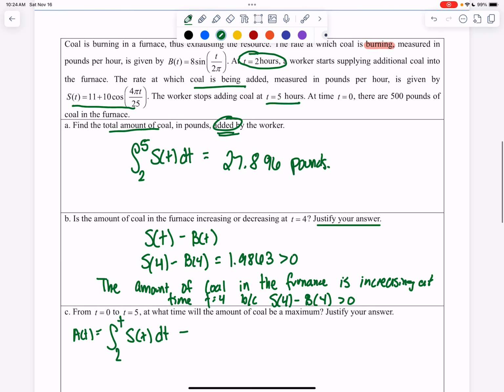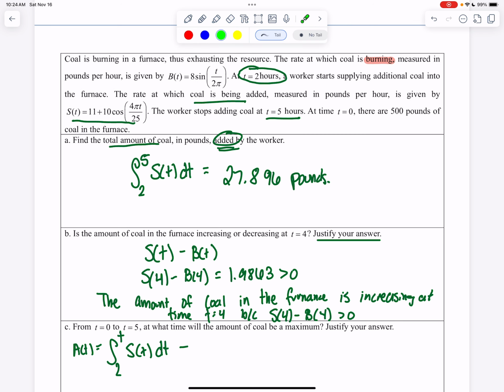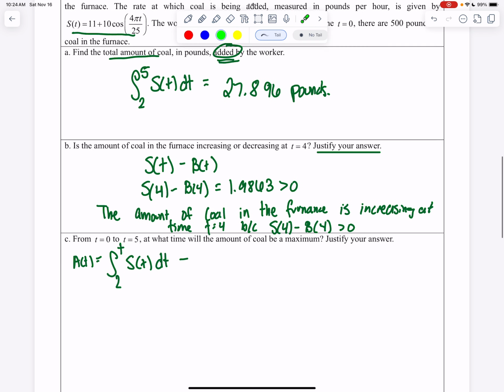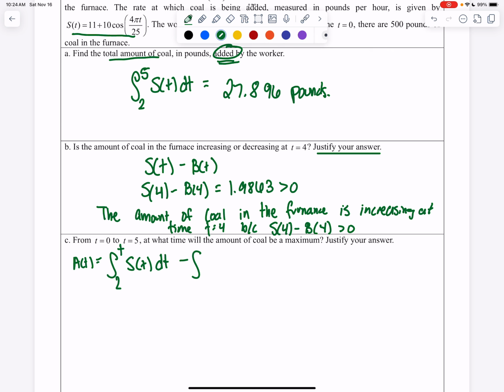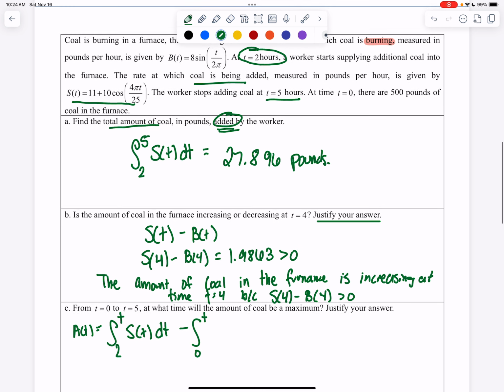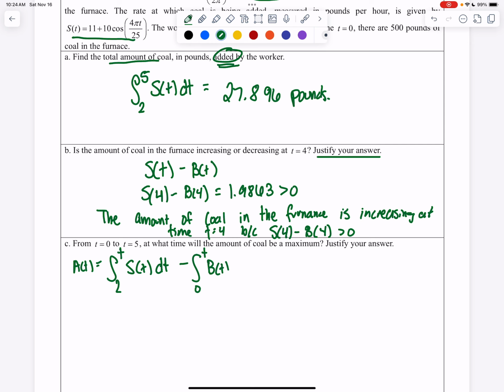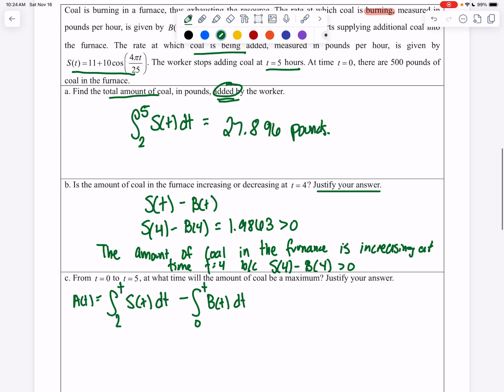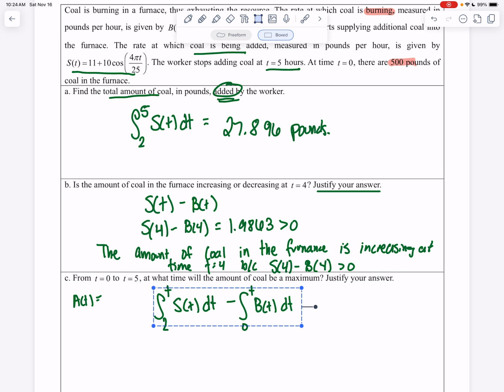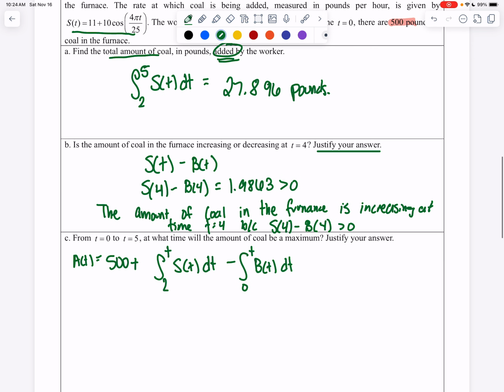And then I also have my rate out. I'm burning, once again, at time t equals 0. So I'm going to have from 0 to t, B of t dt. But then also, don't forget that at time t equals 0, there are 500 pounds of coal in the furnace. So I also need to include that in my equation right here. So I have 500 plus the integral from 2 to t of S of t dt minus the integral from 0 to t of B of t dt. That's going to be my equation.